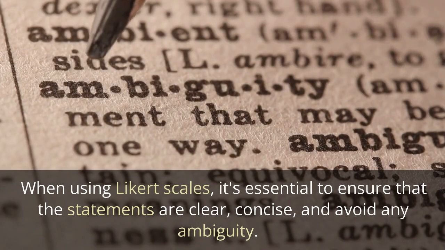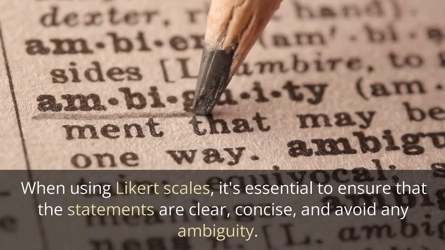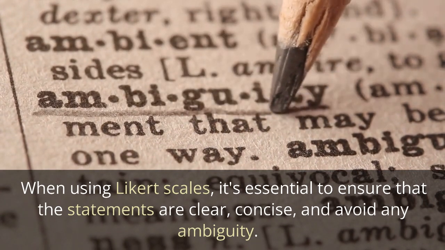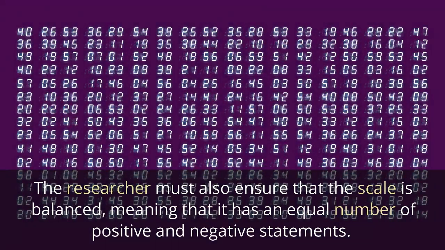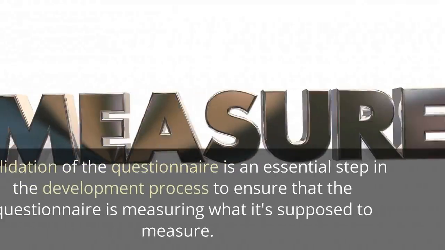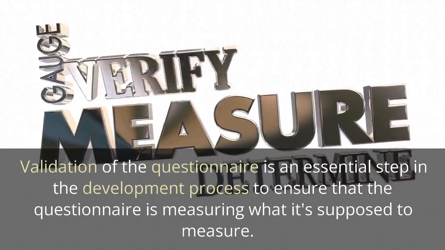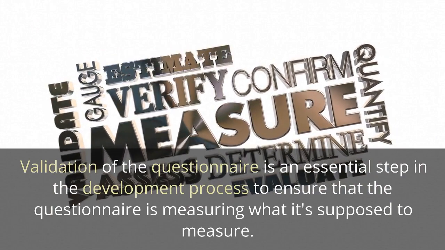When using Likert scales, it's essential to ensure that the statements are clear, concise, and avoid any ambiguity. The researcher must also ensure that the scale is balanced, meaning that it has an equal number of positive and negative statements. Validation of the questionnaire is an essential step in the development process to ensure that the questionnaire is measuring what it's supposed to measure.